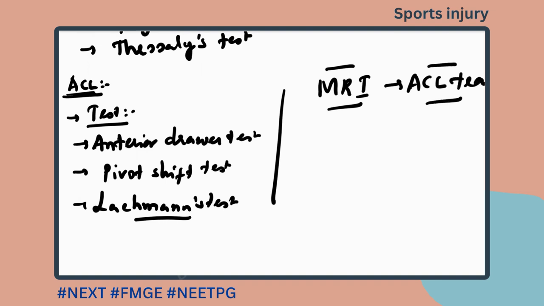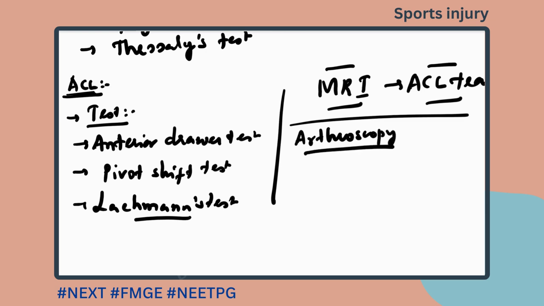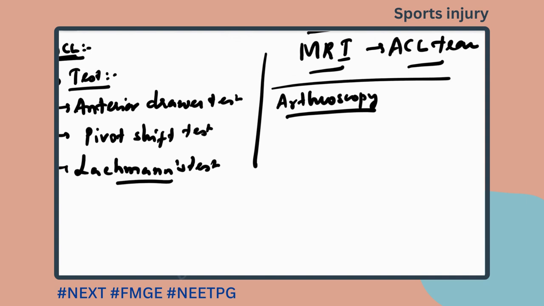If you want to treat the ACL, you have to treat it arthroscopically. You reconstruct the torn ligament using a graft. What are the structures that can be used as graft? You can use hamstring muscles.